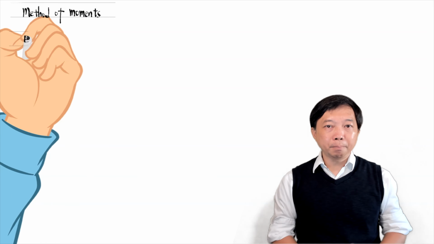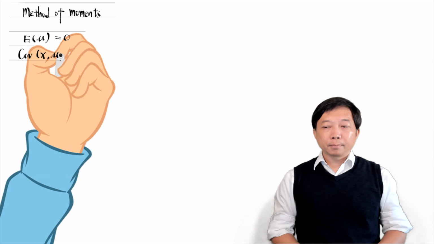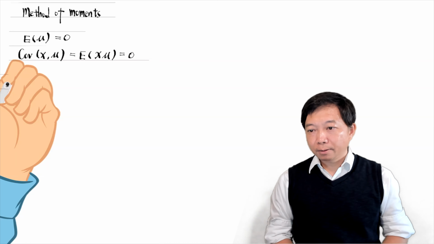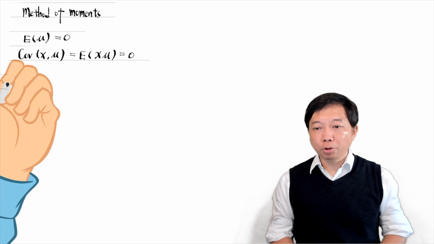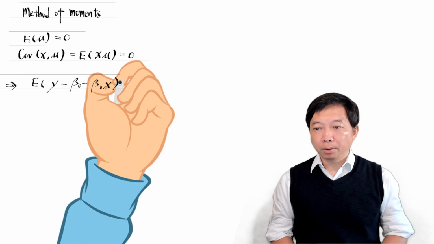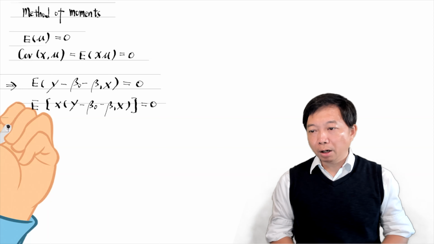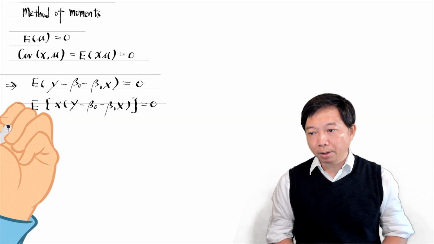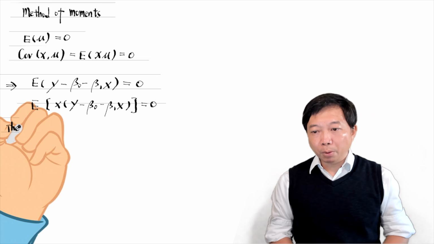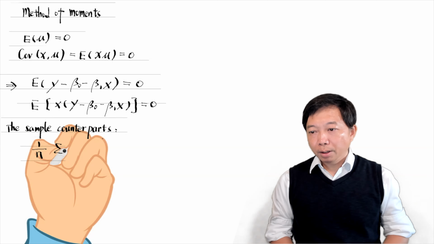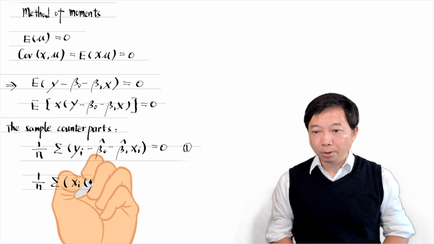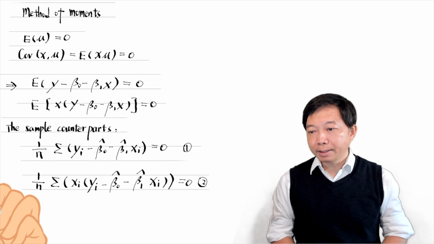Another way to derive the OLS estimates is to use the method of moments. We have two moments here, the population mean and the population covariance. The parameters beta 1 and beta 0 are related to the moments. We write the two moments in terms of the variables x and y and the unknown parameters beta 1 and beta 0. The sample counterparts are as follows. We choose estimates beta hat 1 and beta hat 0 to solve the sample counterparts.